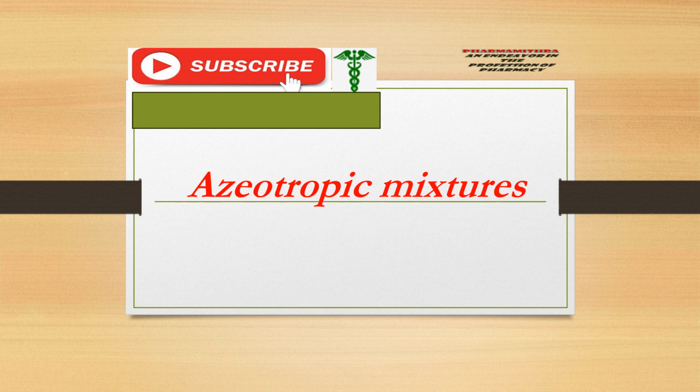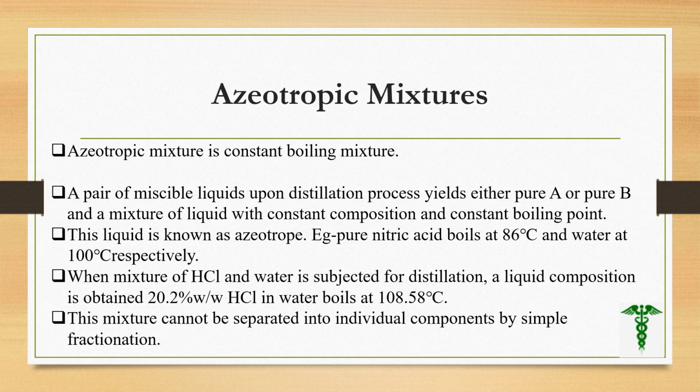Hi friends, today we are going to discuss azeotropic mixtures that come under Physical Pharmaceutics 1 in 3rd semester B Pharm. So let us discuss azeotropic mixtures. The other name of azeotropic mixture is constant boiling mixtures.